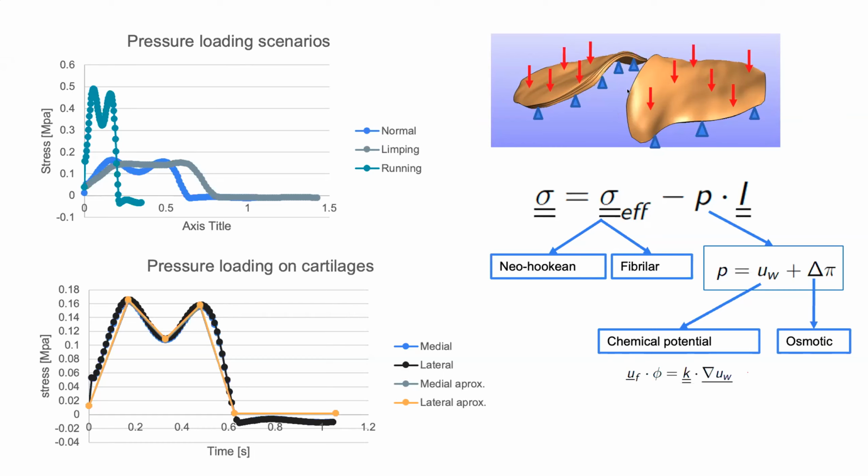Regarding the constitutive law, we employed the simplest biphasic model we could, and that would be a neo-Hookean combined with fibers that are in random directions from 45 to minus 45 degrees, and the effect of the chemical potential and the osmotic pressure due to the saturation of the cartilages.